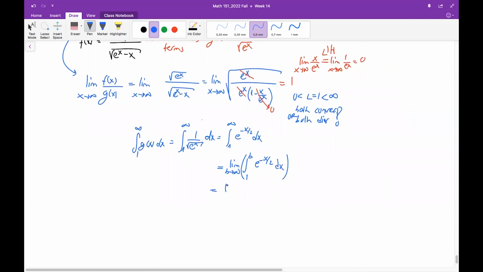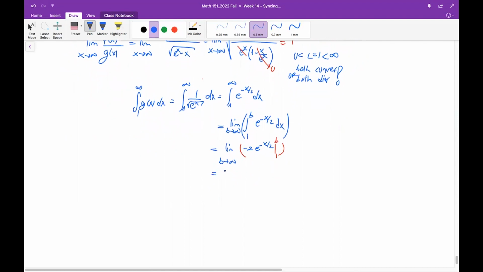Okay, so what do we have? As b goes to infinity, what is the result of this integral? It is, in fact, minus 2e to the power minus x over 2, and you need to insert these upper and lower bounds. Then we have the limit as b goes to infinity of minus 2e to the power minus b over 2, plus 2 times e to the power minus 1/2.